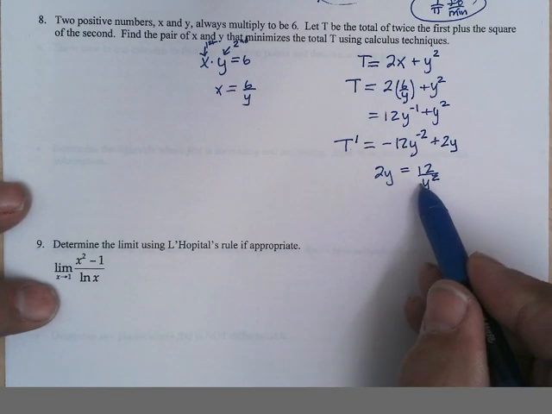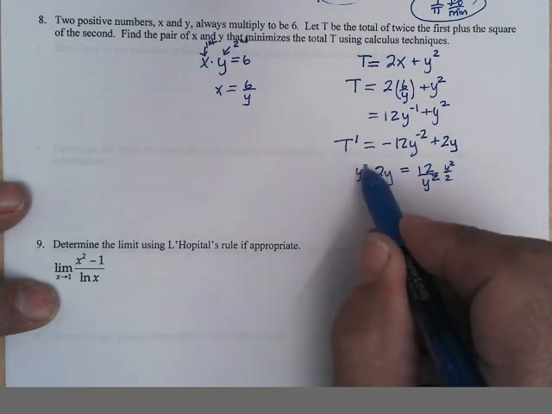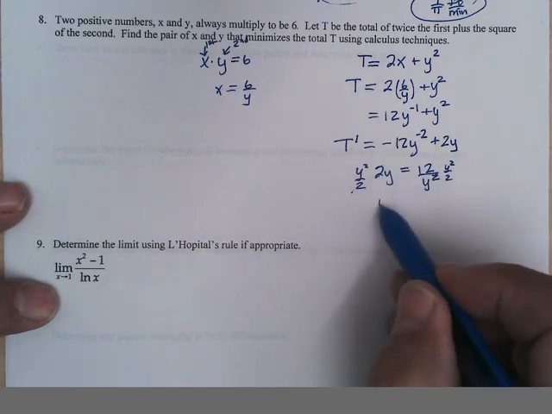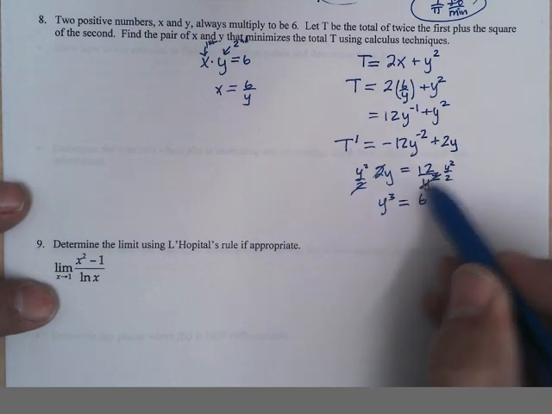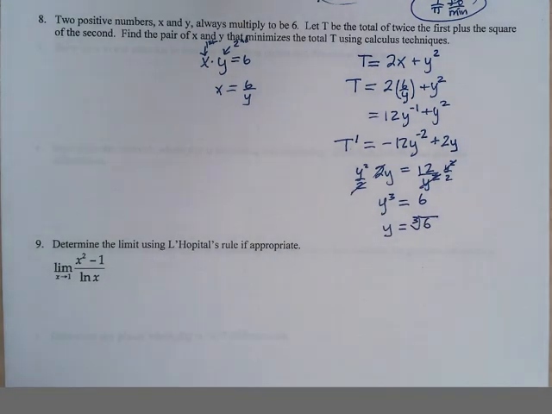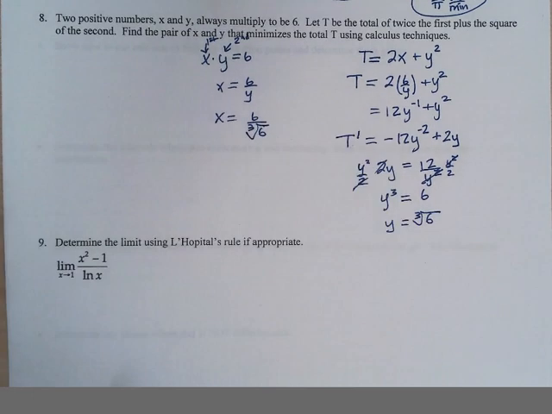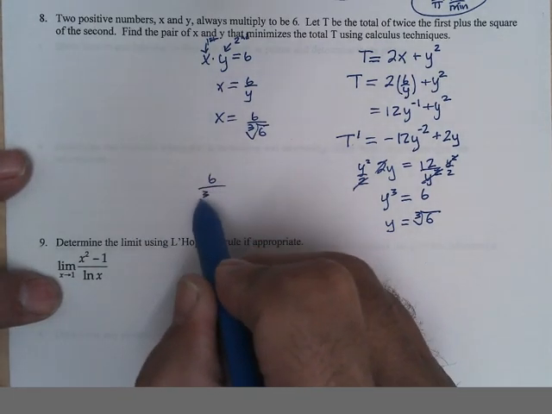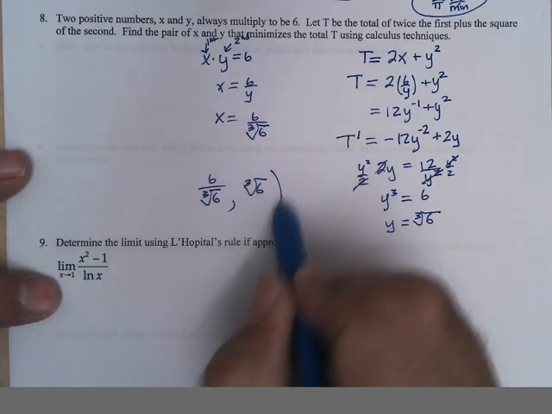I'm going to multiply both sides by y squared and divide by 2. The 2 is just because that would reduce this and reduce this. So I'm going to get y to the third equals 6. So y has to equal the cube root of 6. And so x would be 6 divided by the cube root of 6. And so my pair of numbers are 6 over the cube root of 6 for x and cube root of 6 for y.